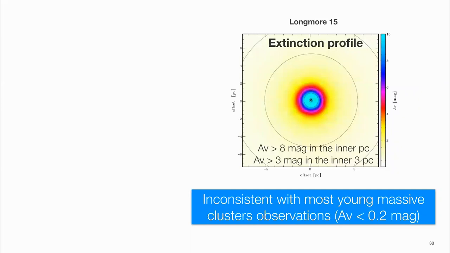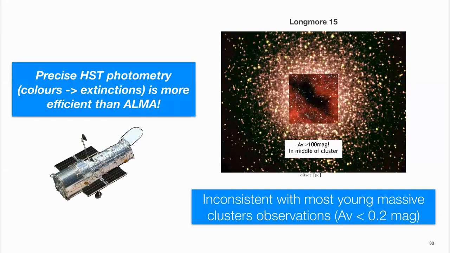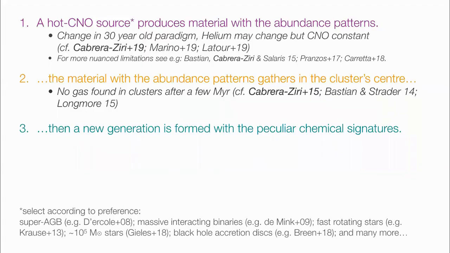So he had this very funny cartoon. So this is something that you expect. So in the very core of the clusters, you expect to see them severely extinguished, but we can rule this out by looking at the cores of the clusters within the integrated light, all right? And this is not what we see. So to recap, we have different problems with the sources of the material with abundance patterns.